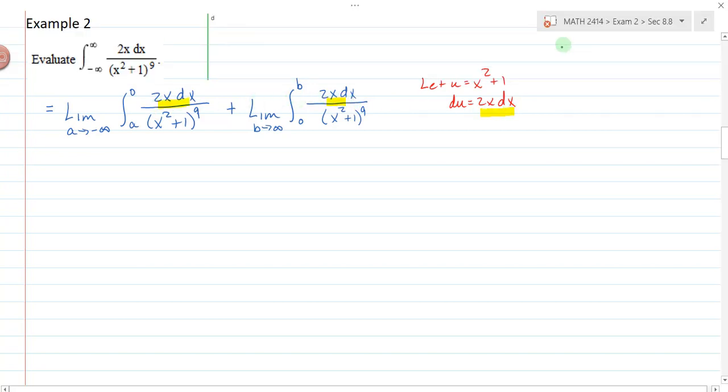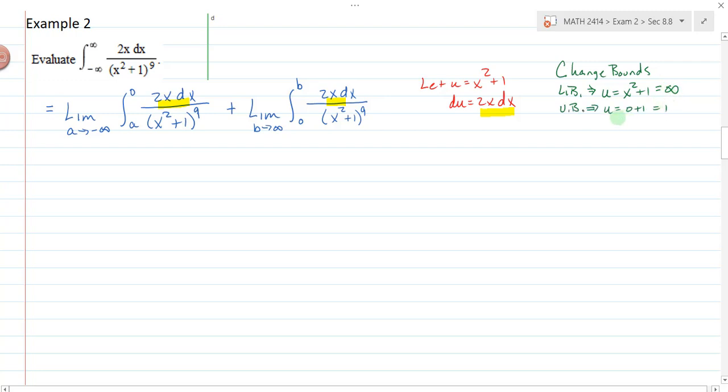Now the other thing I'm going to need to do is change my bounds, aren't I? When we do a u substitution, we've got to change our bounds. What is our lower bound going to be? Well, on the first integral, we get u equals x squared plus 1, and if we drop in an a right there, that's going to give us a squared plus 1. a is equal to negative infinity. What happens when you square a negative infinity? It turns into a positive infinity, and then we add 1 to that, and we still get infinity.